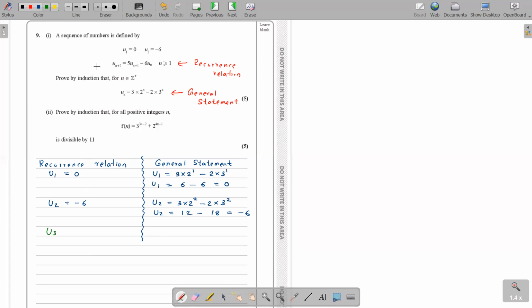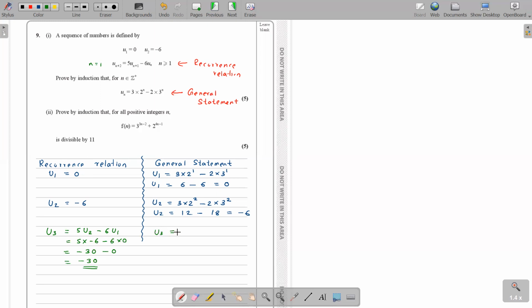So for the third term, you must replace the n here with 1, right? When you replace n with 1, you get u3 equals 5u2 minus 6u1. Replace: 5 times the second term, which is minus 6, minus 6 times the first term, which is 0. What do we get here? Minus 30 minus 0. The answer is minus 30. You see?